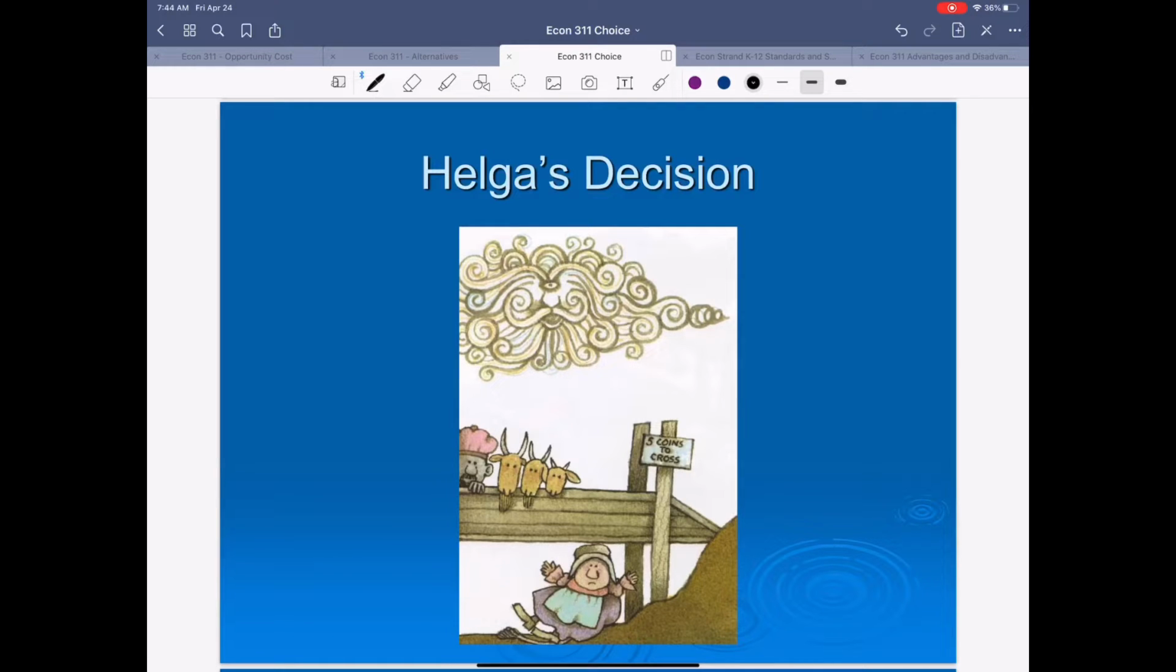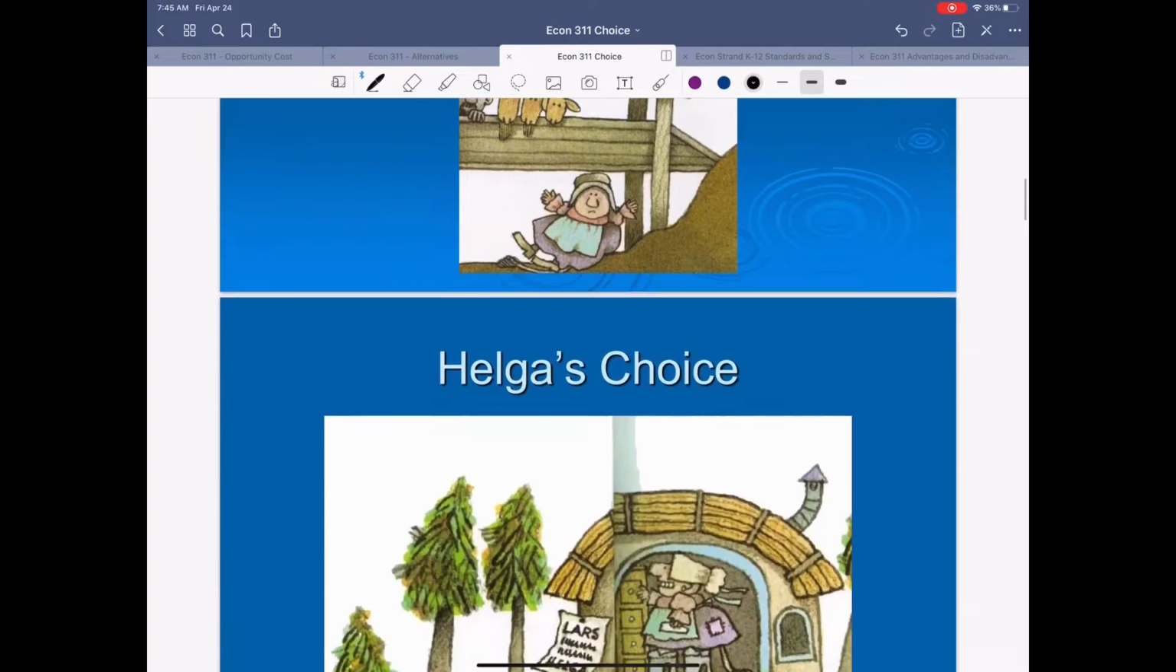There's a little bit of magic. It's a little bit silly. It's also a little bit realistic, and you can relate to it. And I think you'll really enjoy this. But I want you to focus, after you've listened to it once, on Helga's decision, on how she makes her decisions using that process we've been talking about.